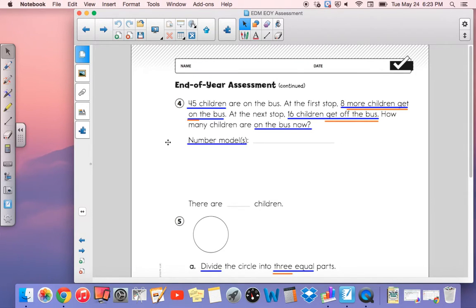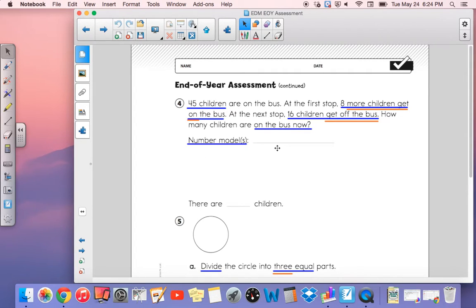Number 4, continuing to do the same thing we've done 1 through 3. 45 children are on the bus. At the first stop, 8 more children get on the bus. At the next stop, 16 children get off the bus. How many children are left on the bus now? So let's think about it and write our number model.